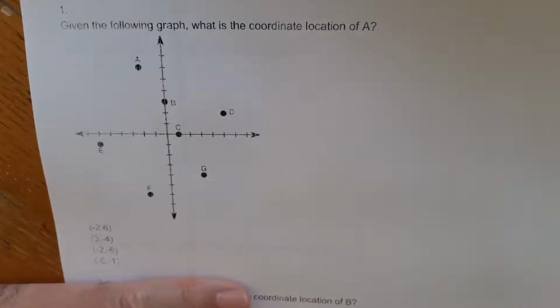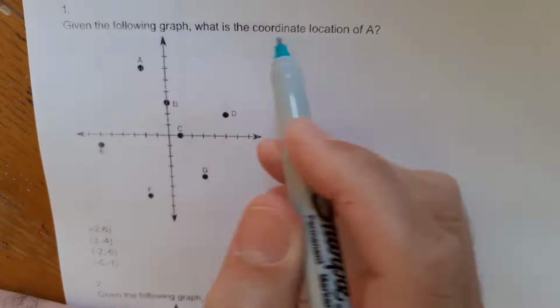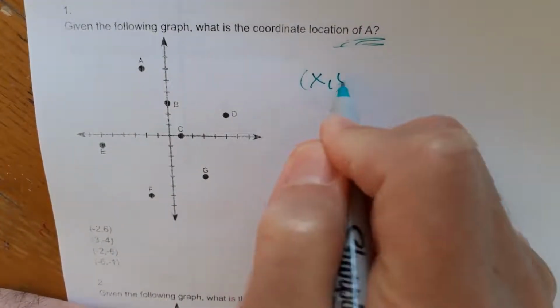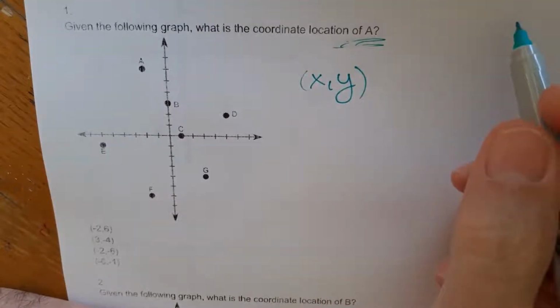Now let's look at the problem set. This is going to go back through some review each time and sort of warm us back up to graphing. So given the following graph, what is the coordinate location of A? So keep in mind a coordinate is x comma y. We love to confuse students in math because we also have set notation.